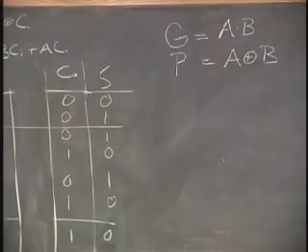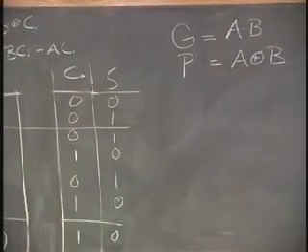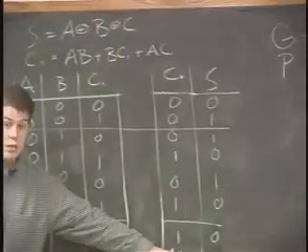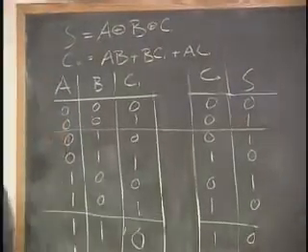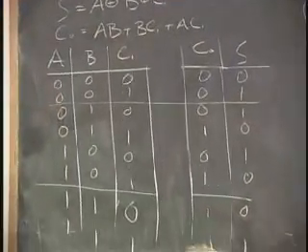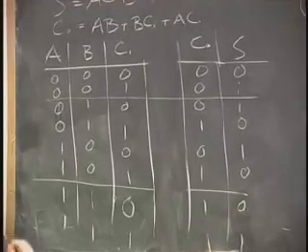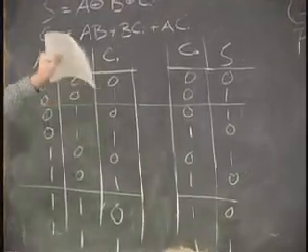The generate says whenever A and B are both 1, carry out is 1 regardless. So right now these are both things for the carry out. Now we're going to define our sum and our carry out in terms of these two functions.